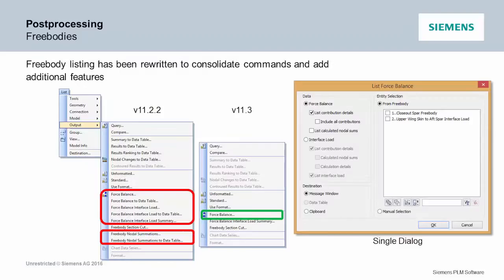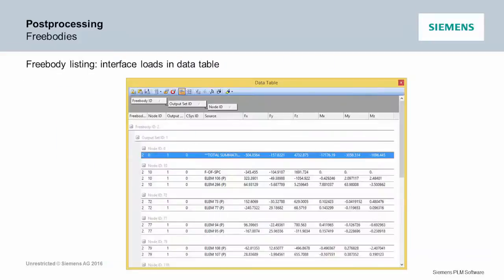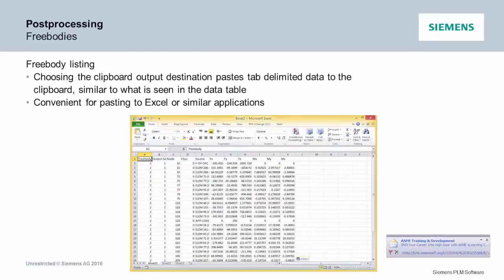Some new listing options. We've consolidated what used to be all these different commands into one nice box. You can just list your free body data much easier. And besides the window, you can automatically send it to the clipboard or the data table, which is nice when you're messing with free body forces. And when it's going to the data table, it actually mimics the F06 file. So if you're used to looking in the Nastran printed results for free body information, the grid point force balance, Femap will now spit out the same thing.